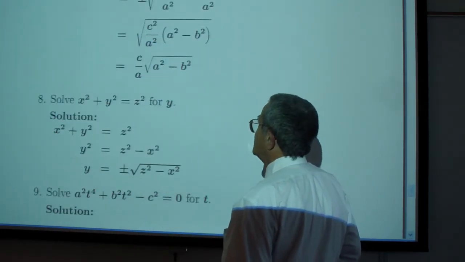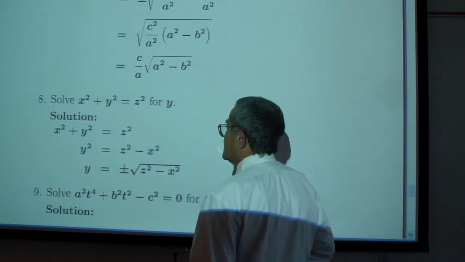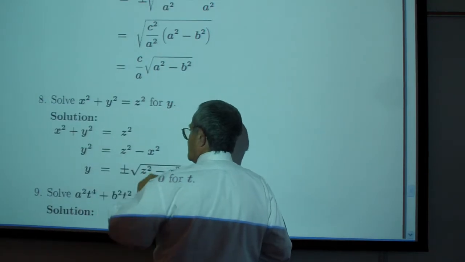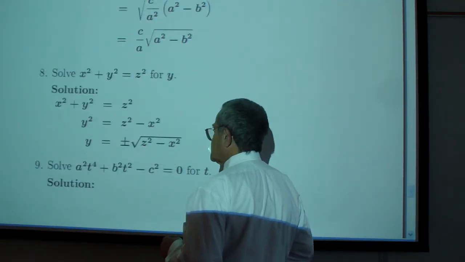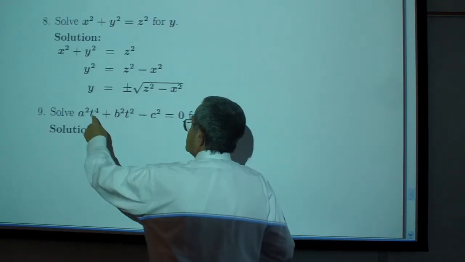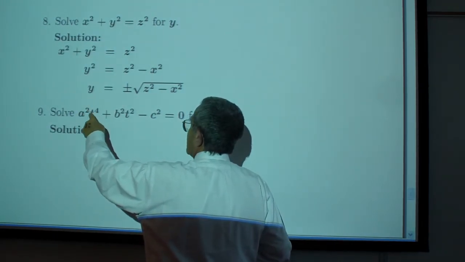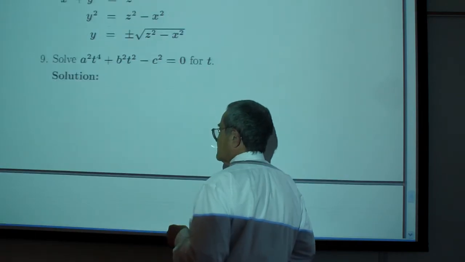In problem 8, we wanted to solve for y. Subtract this quote-unquote constant from both sides, and then take the square root. We have t squared squared. You could replace t squared by x, for instance. You would have an x squared here and an x here.